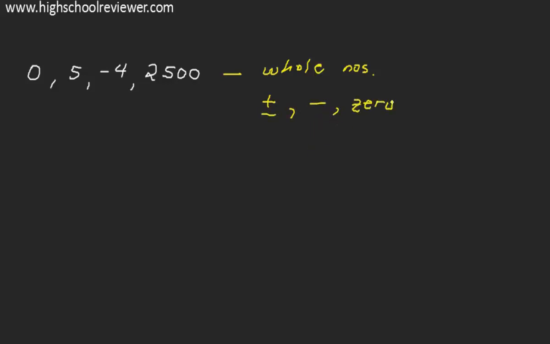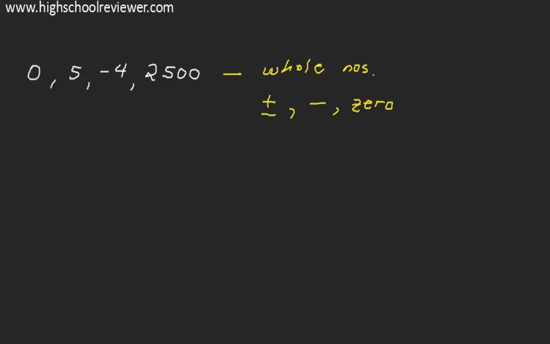Okay, so what are integers? Examples of integers: we have 0, positive 5, negative 4, and positive 2,500. They are all integers. Now, why are they integers? Because they are whole numbers, and they can be positive or negative, and they can also be 0. So 0 is an integer.